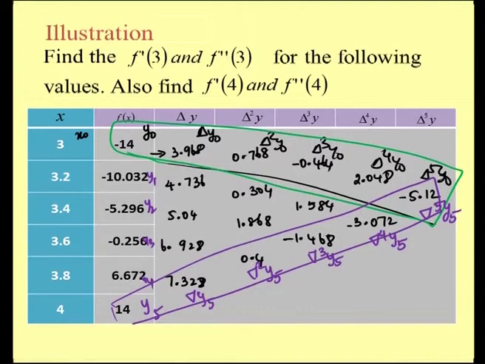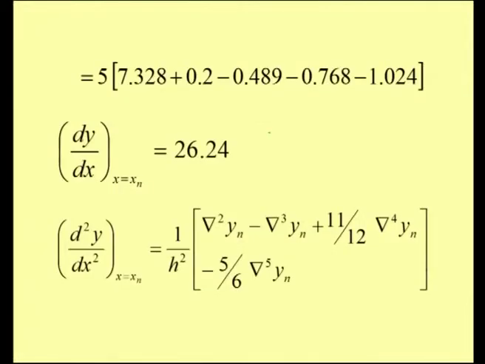Okay. We have to take these particular values for finding f dash of 4 and f double dash of 4. This is the formula. 1 by 0.2 is 5 into, just substitute the values. Okay. After substituting, we have found out f dash of 4 is equal to 26.24.